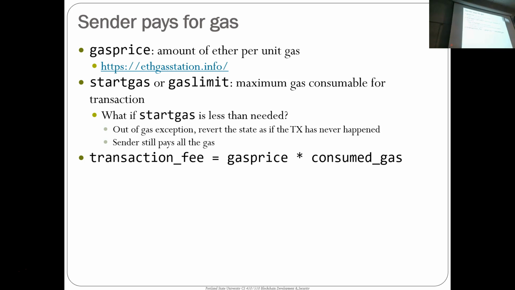The transaction fee is then the gas price, the amount you're willing to pay per unit of gas, times the amount of gas that you consumed. And this is the thing that gets debited out of your wallet when you submit a transaction to a smart contract.